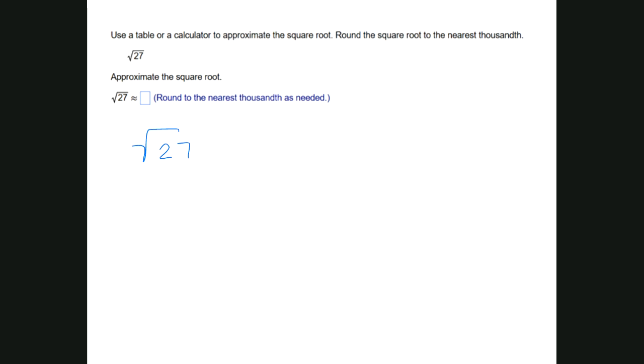Once again, it's saying round to the nearest thousandths. So this is an approximation. It's also indicated in this answer right here after the square root of 27. You have 2 tildes, meaning approximation.